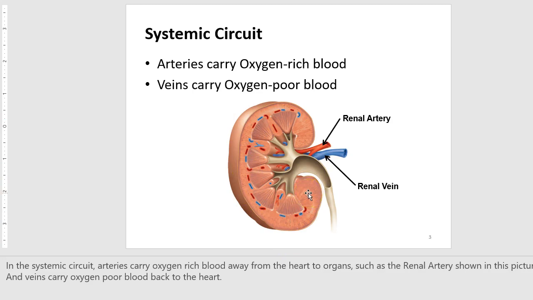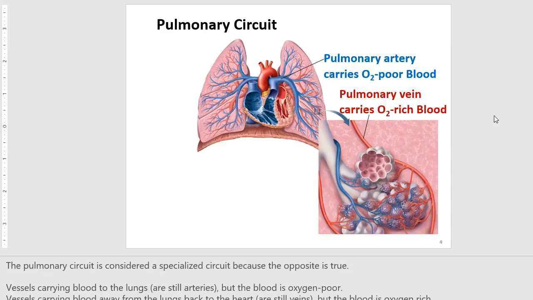Blood will return to the heart from those capillary beds in veins, and small veins will converge or merge together into larger veins. This is the renal vein in this diagram, which will empty into the inferior vena cava and make its way back to the heart. Veins, therefore, are carrying oxygen-poor blood. So that's the basic circuitry for the systemic system, the body, right? So arteries, capillaries to veins.